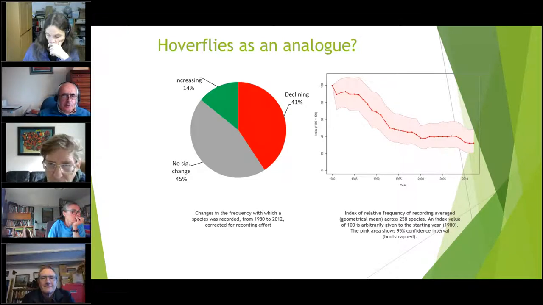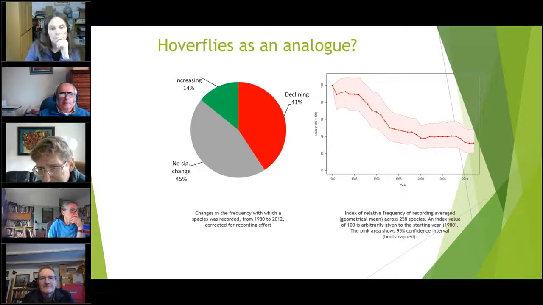The story is quite an interesting one. In this particular one, we're showing changes between 1980 and 2012. And as you can see, we see a decline of something in the order of 41%. Now, that's a bit variable because it depends on how you interpret the data set. I won't go into that at this stage, but there are some complications.